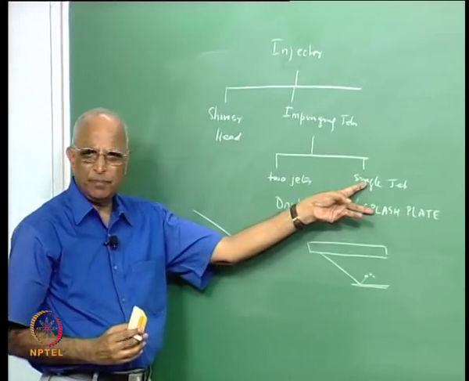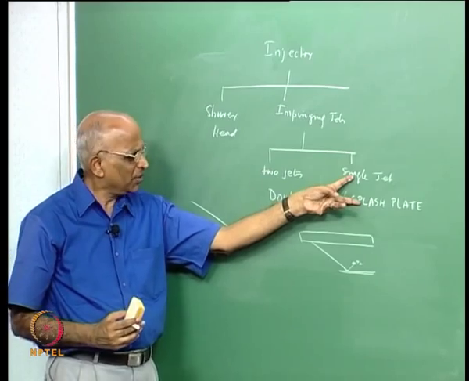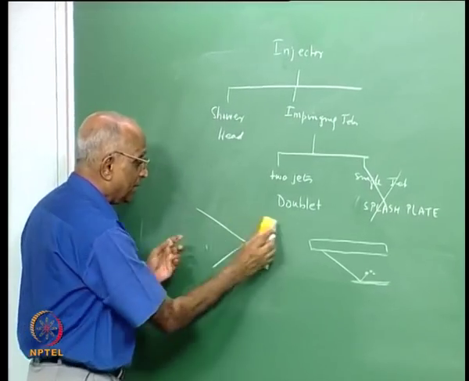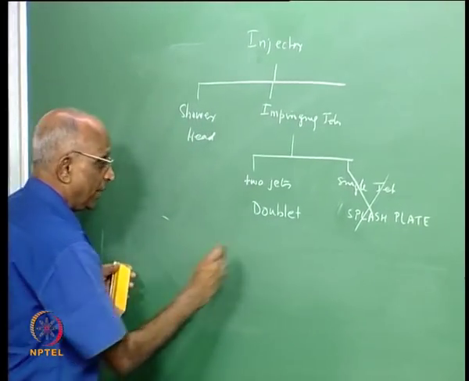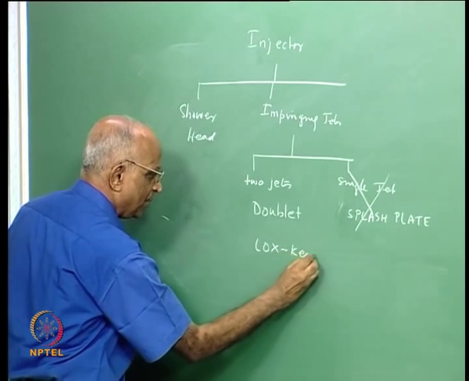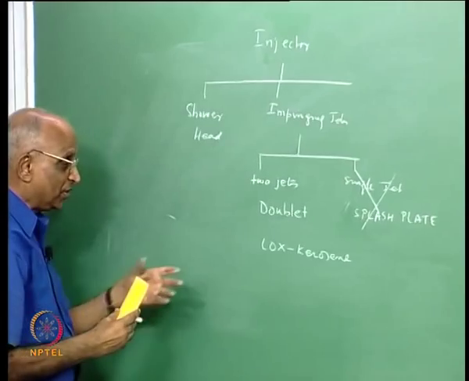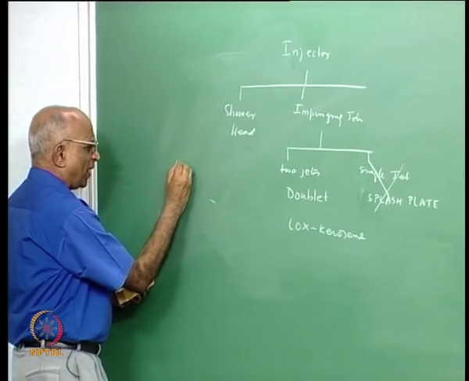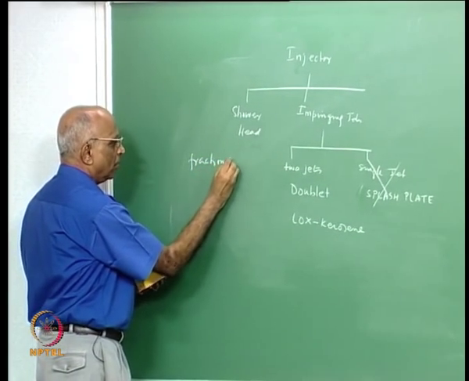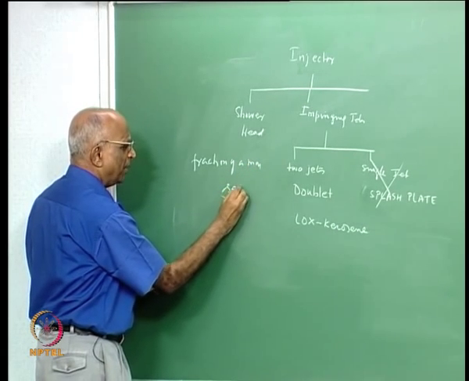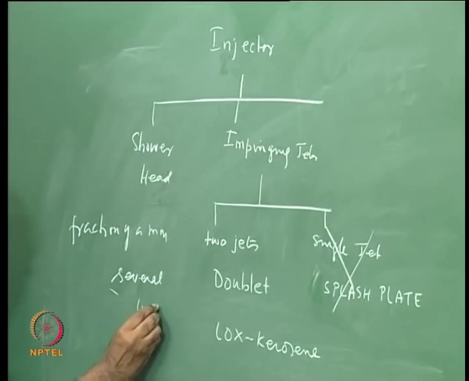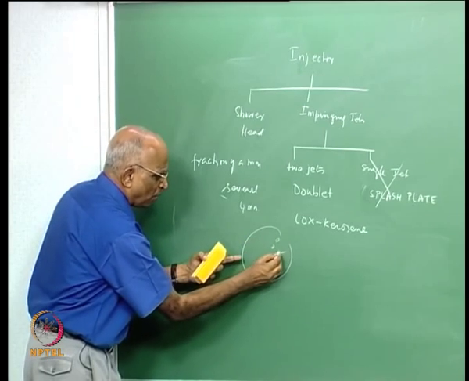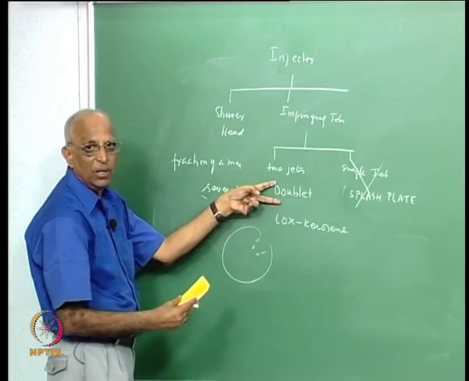Splash plate was used originally by the Germans, in their missiles. It is not very efficient, because compared to the doublet, in which I can do anything I want, the doublet is much more important. And the doublet is used in LOX kerosene. You remember I showed you the F1 engine, which we said is a very high thrust engine. It uses doublets. What is done is you choose orifice dimensions between a fraction of a mm to several mm, depending on the size of the engine, maybe 4 mm, 5 mm. You put a lot of these orifices together and impinge them on each other, and you call them a doublet injector.